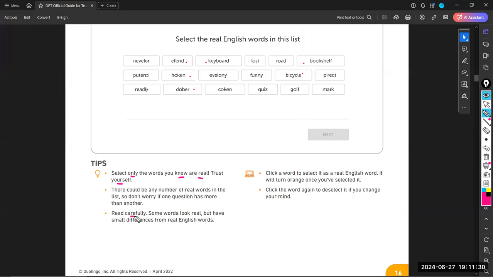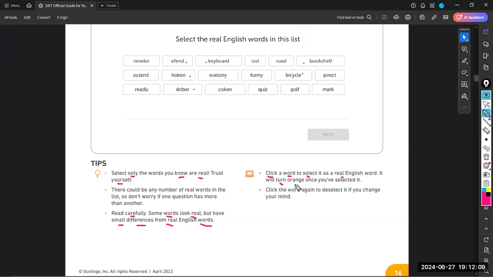Absolutely, you have to read the words carefully. Some words look real, this is how they look, but they have no meaning and have small differences from real English words. So be careful, because they are sometimes tricky. They are going to ask you about tricky vocabulary, a word that you think is real, but it isn't. So I have to click the correct word, the real English word.